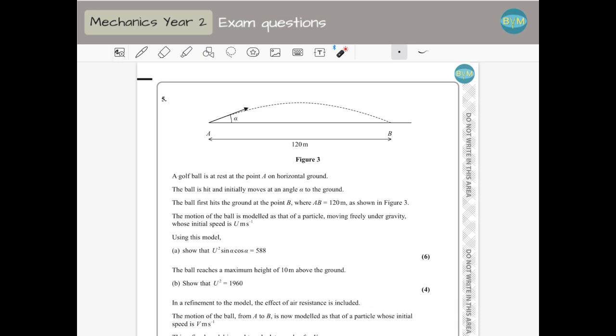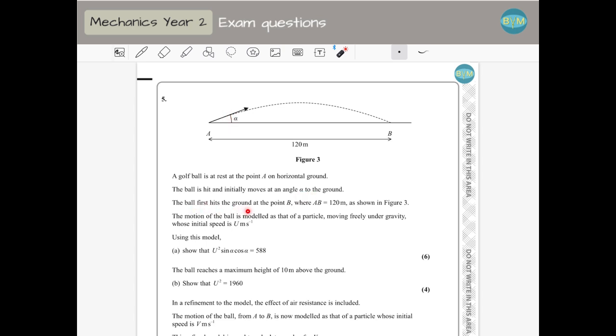Hello, this is your question 5 in your June 2022 mechanics paper from Edexcel, and it's a projectiles question. So you have a golf ball that is at rest at point A on the horizontal ground, is hit and initially moves at an angle alpha. This is the angle of projection.